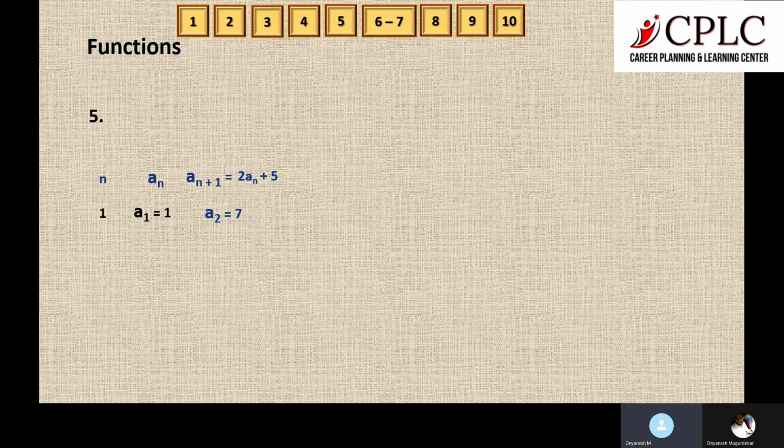Because you have a2, substitute n as 2, you get a3. a3 will be 2 times a2 plus 5. a2 is 7. 2 times of 7, 14 plus 5, 19 is the value of a3. A3 is known. Substitute the value of n as 3. You will get A4. A4 will be 2 times of A3 plus 5. That is 19. 2 nineteens are 38 plus 5. 43 is the value of A4. And so on. So you're supposed to find out A100.